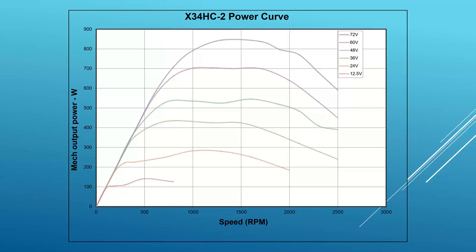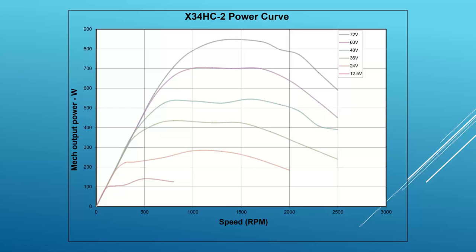Let's show you. Here's a 34HC2. You can see that from 500 to 2500 RPM, we have almost a flat amount of power that we can get out. This makes it very easy to pick the sizing of the motor, because whether you run it at 1,000 RPM, 1,500, 2,000 RPM, you're not that much difference in power. So you can pick the power rating you need over a wide speed range.